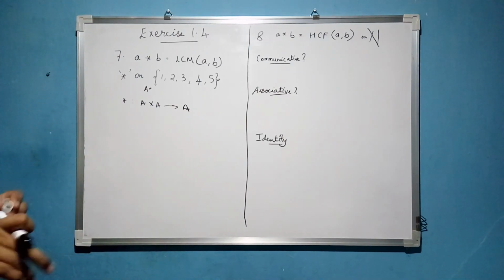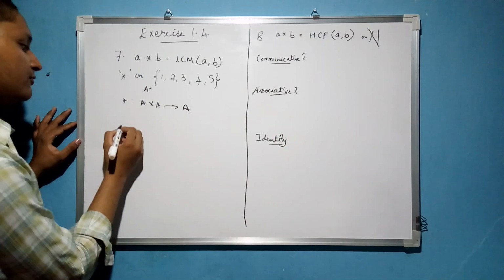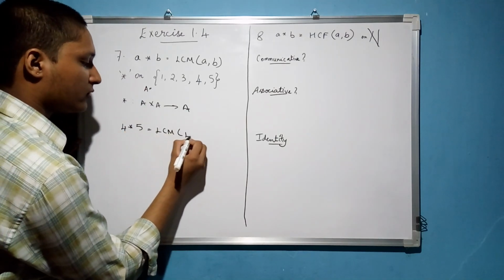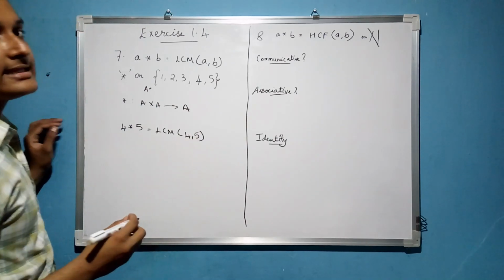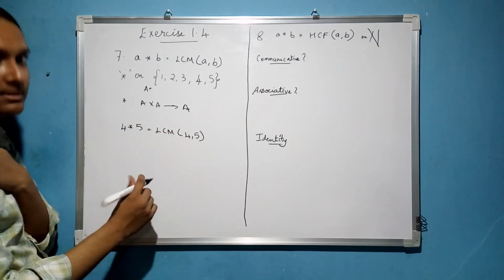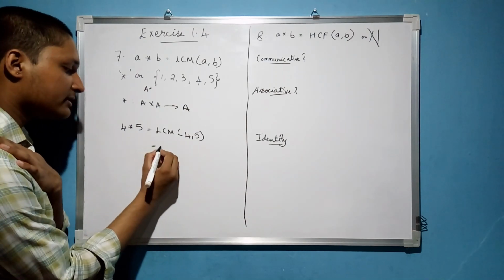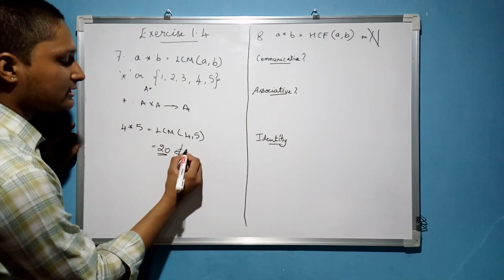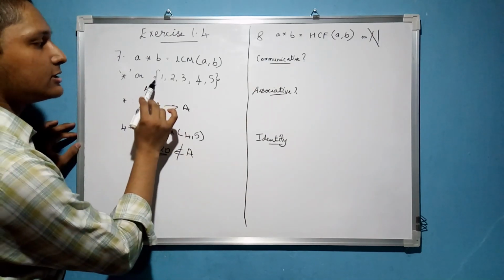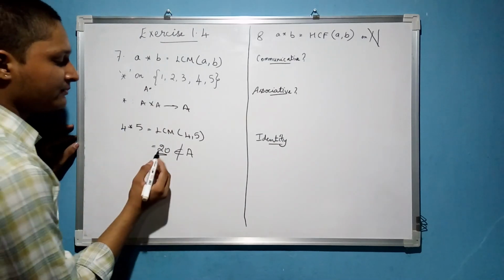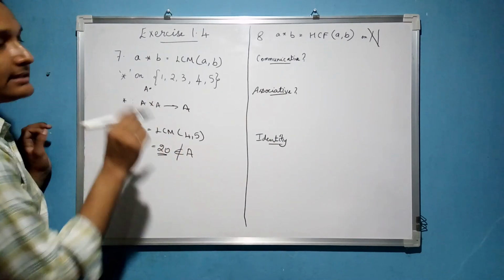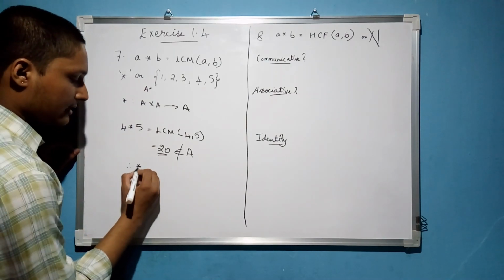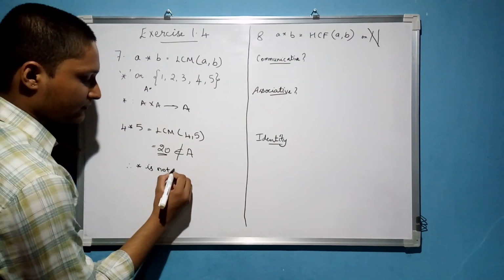Okay, so let me take one example, say 4 star 5. 4 star 5 stands for LCM of 4 and 5. LCM of 4 and 5, these two are co-prime numbers, therefore their LCM comes to be their product, that is 20. But 20 does not belong to the set A. See here, your set A has only 1, 2, 3, 4, 5. But 20 should belong to the set A if it is a binary operation. Therefore, star is not a binary operation.